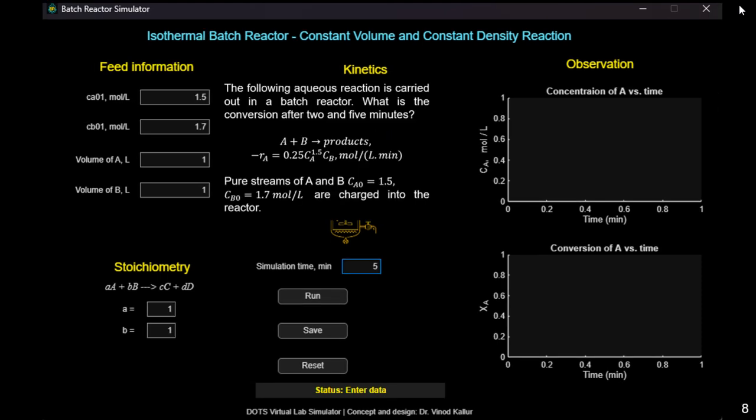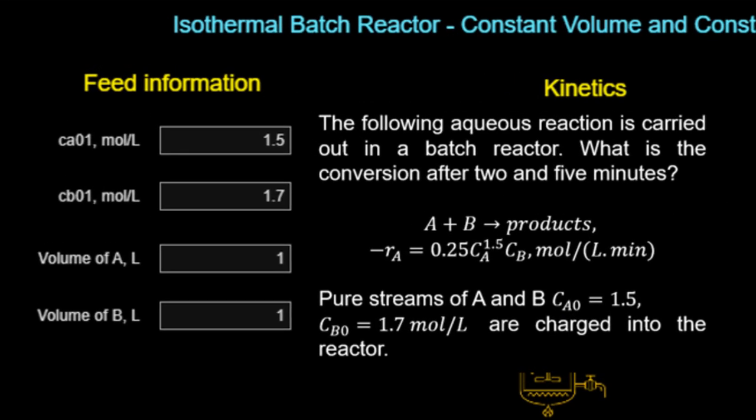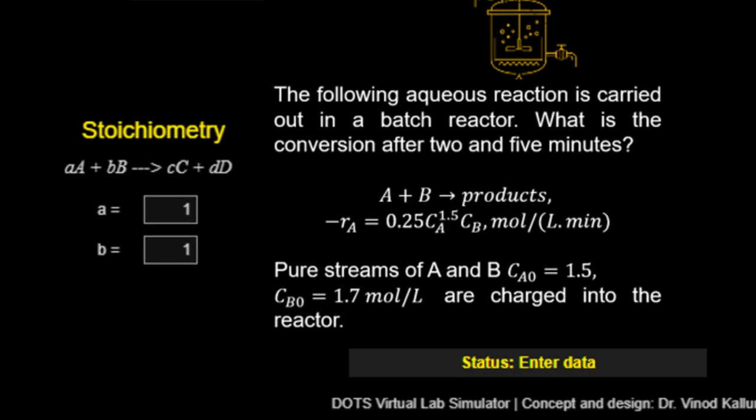Let us solve this problem using the simulator. The initial concentration of A is entered as 1.5 mole per liter and the initial concentration of B is entered as 1.7. Since equal volumes of pure A and pure B are charged into the reactor, we enter the volume of A as 1 and the volume of B also as 1. We then enter the stoichiometric coefficients of A and B as 1 each.